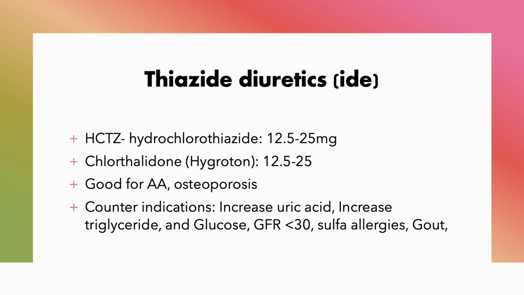We also want to be careful if a patient has renal concerns. If their GFR is less than 30, that's not going to be really good for them as well. It's going to be a no-go for a patient with sulfur allergies because that can exacerbate that. I put this 12.5 to 25. That's the kind of dose we want to start with our elderly patients. And remember, with our elderly patients, we want to go low and slow.